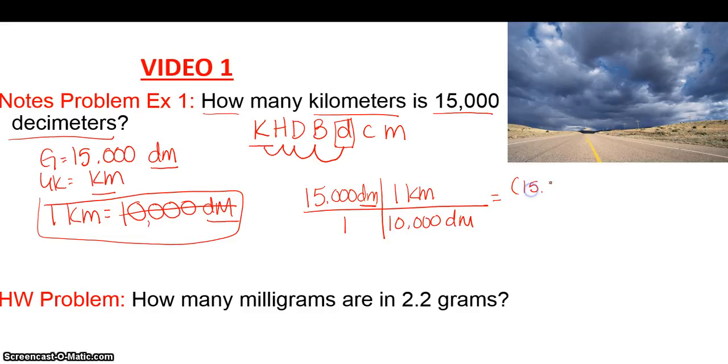So if we were to rewrite this and solve it in our calculator, we would plug it in as 15,000 decimeters times 1 kilometer all over 10,000 decimeters. So our decimeters cancel out, leaving us with kilometers. So we would end up dividing 15,000 by 10,000, giving us 1.5, leaving the unit kilometers. So our final answer would be 1.5 kilometers.